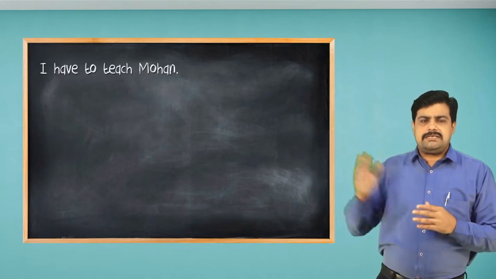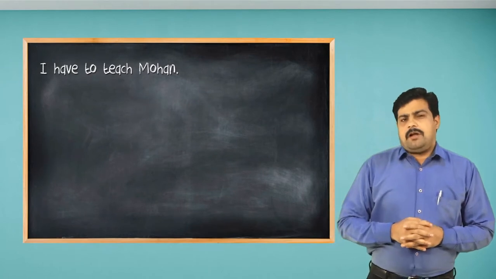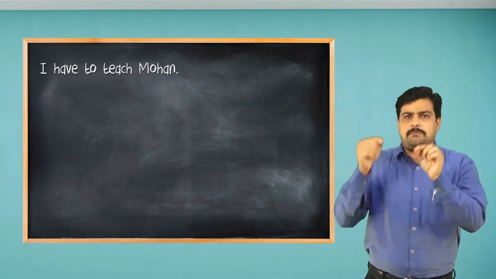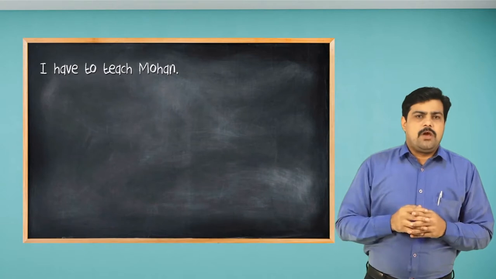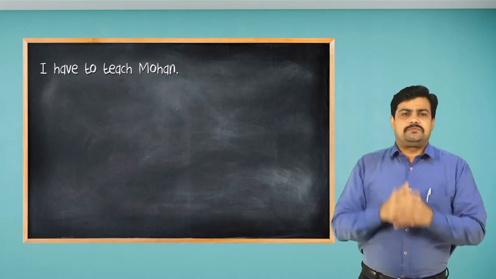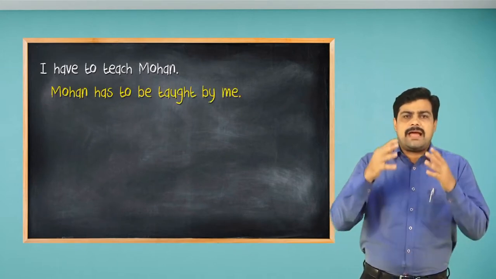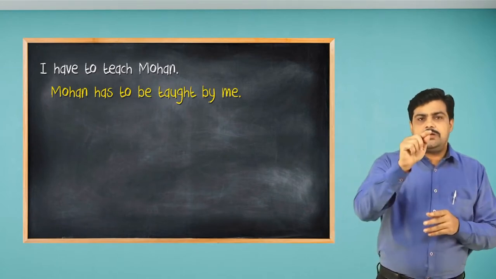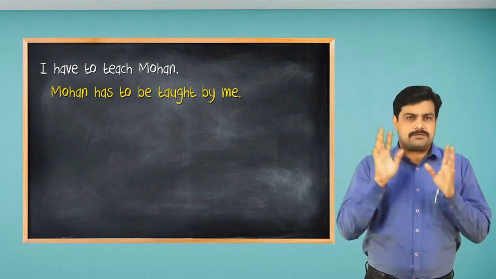Now let's take another sentence on the screen. I have to teach Mohan. Remember, if there is has, have, had plus infinitive, means to plus verb, in active voice, we use be, B-E, just after to. We have already seen that type of sentence. Mohan has to be taught by me. It is the passive voice. Now you see, to teach is changed into to be taught.